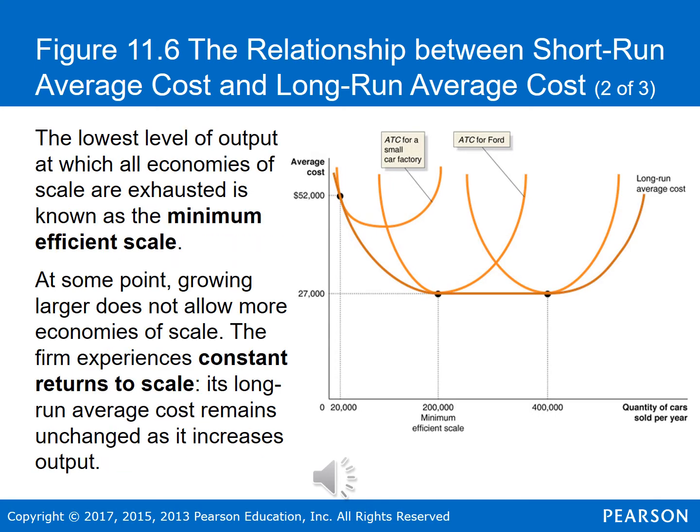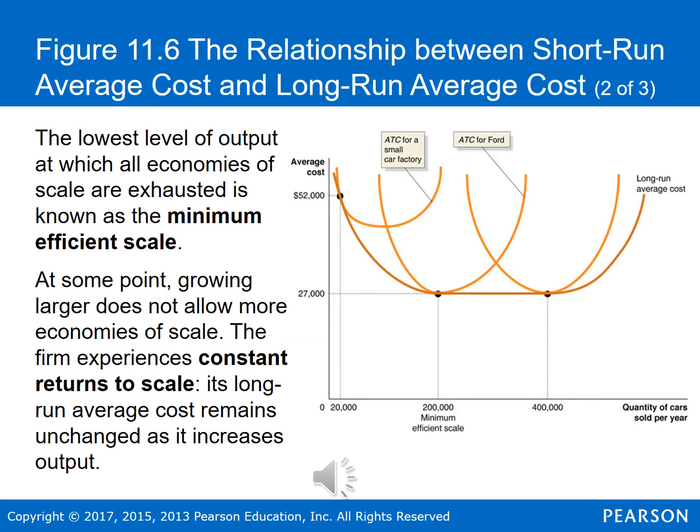Now, the lowest level of output at which economies of scale are exhausted is known as the minimum efficient scale. So at some point, growing larger does not allow for greater economies of scale. The firm experiences what we call constant returns to scale. So its long-run average cost is not going to change even when it increases output. Once they reach that minimum efficient scale, we experience a flatlining for a while.